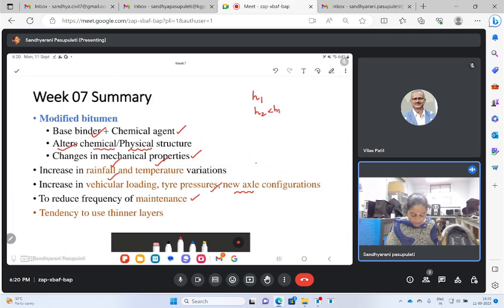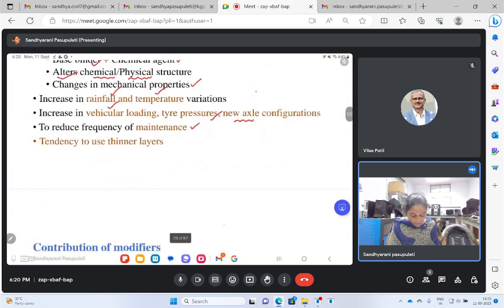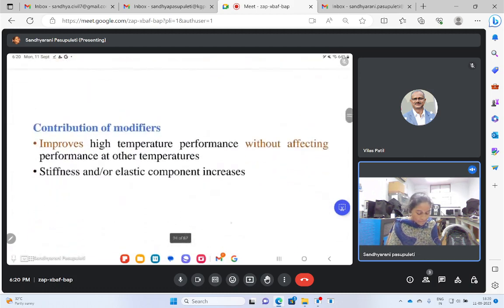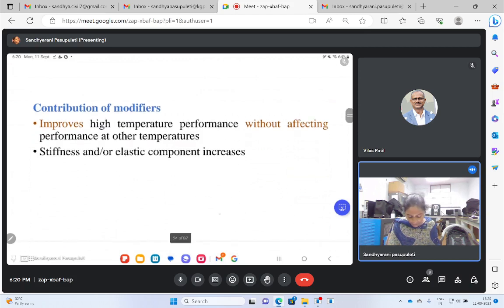The only thing is the cost of the modified bitumen would be higher than the unmodified bitumen, whereas this cost to benefit ratio compared to the unmodified bitumens, if the maintenance cost is compromised or reduced, it is always better to use the modified bitumen.